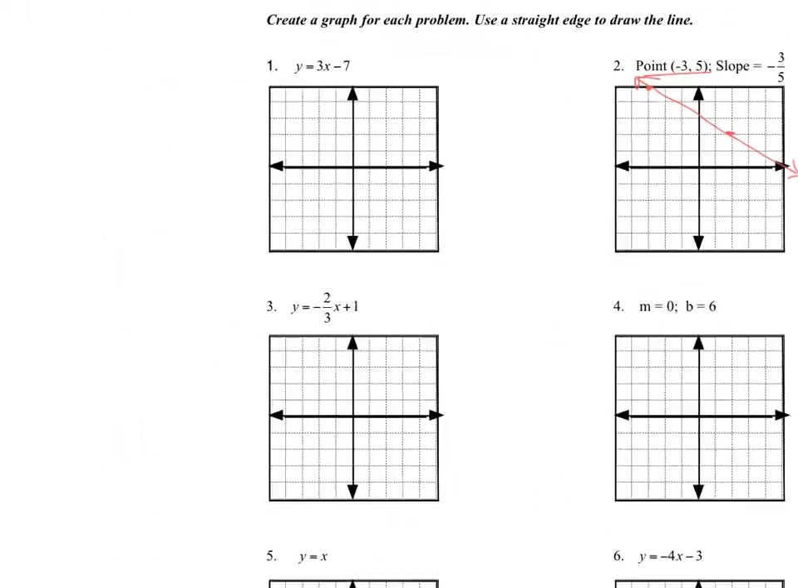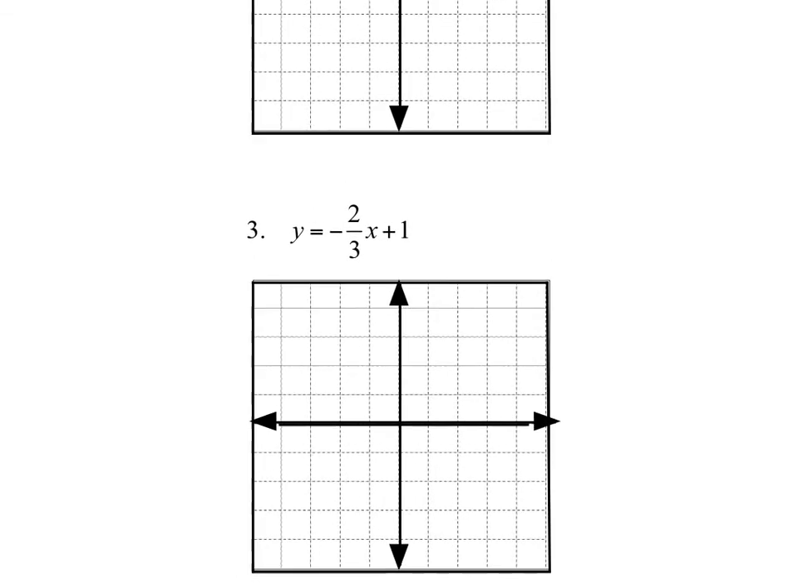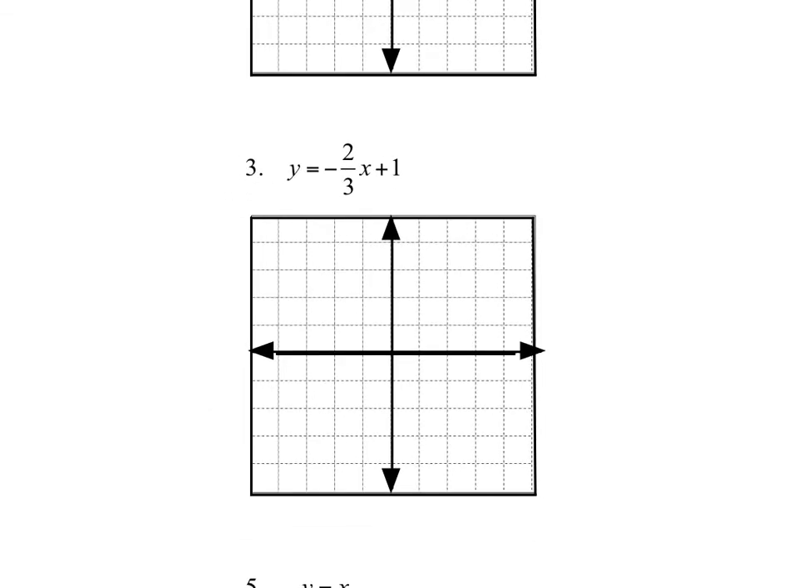Go ahead and move on over to number 3. So this is in slope-intercept form. Slope-intercept is y equals mx plus b. Our m is -2 over 3. Our b is a +1. m is slope. b is your y-intercept. Remember, the y-intercept always goes on the y-axis. So we're going to go up +1 on the y-axis.